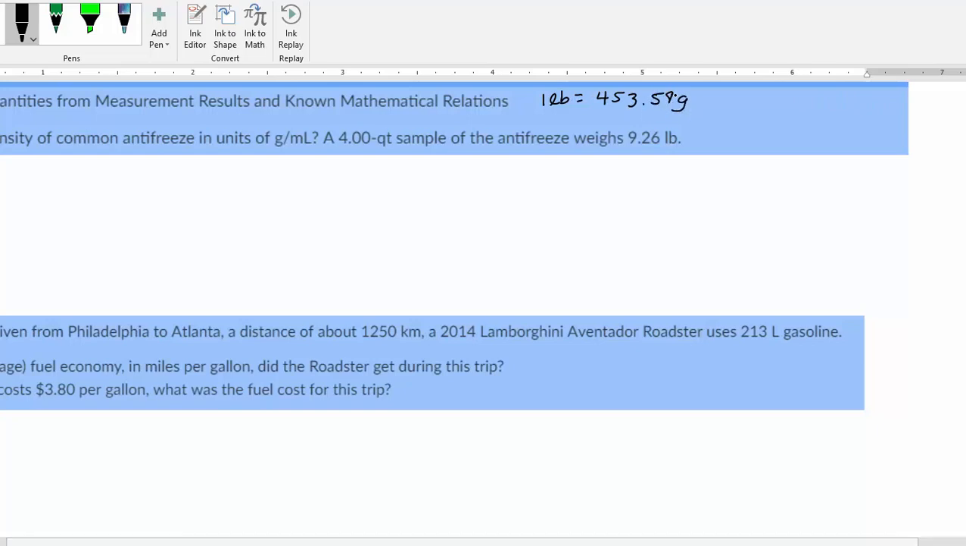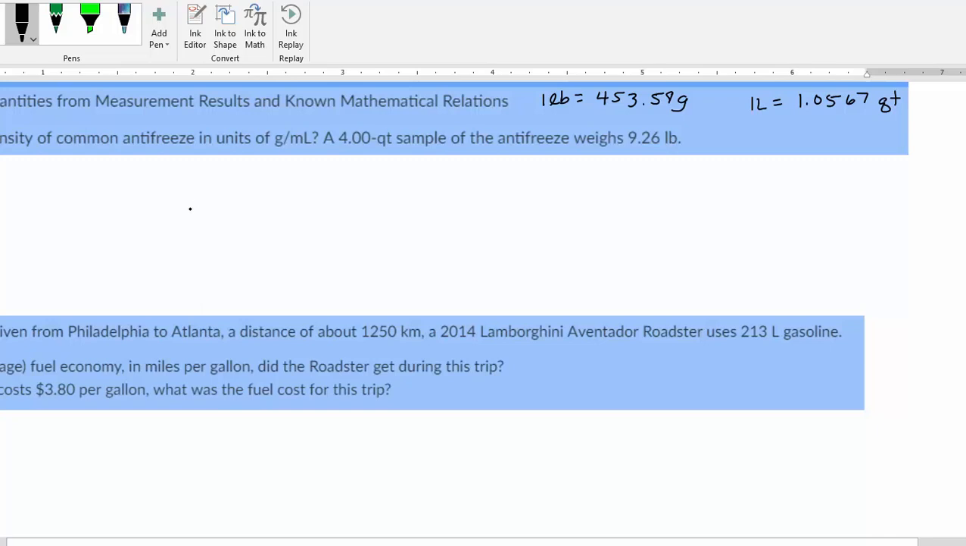Let's see, quarts, we are going to need to convert quarts. So 1 liter is 1.0567 quarts. And now we can do our calculation. Now we need to convert these units, and we need to end up with grams over milliliters.